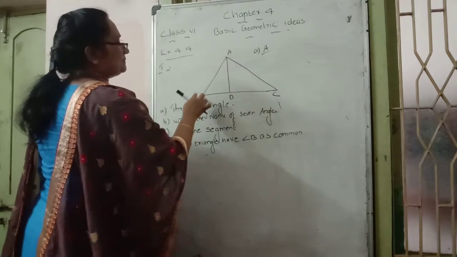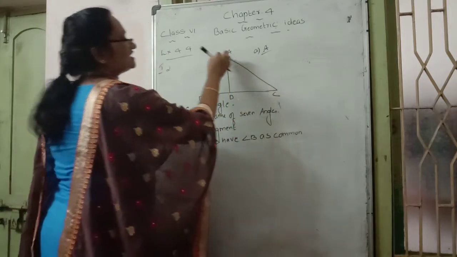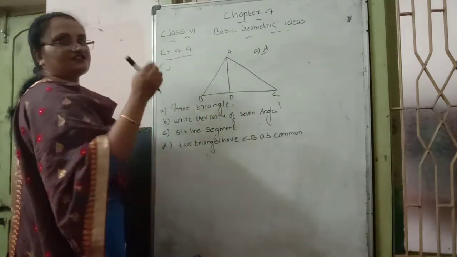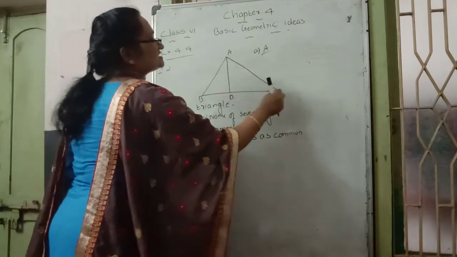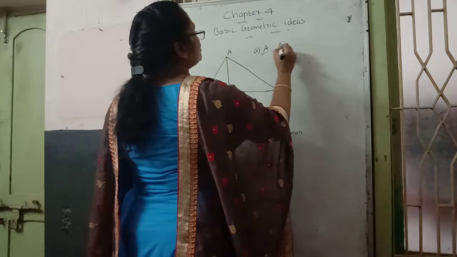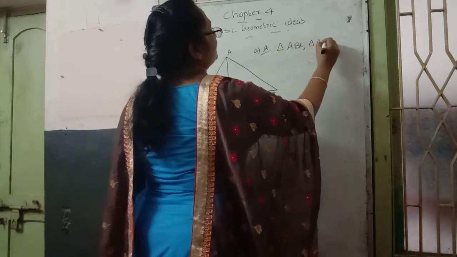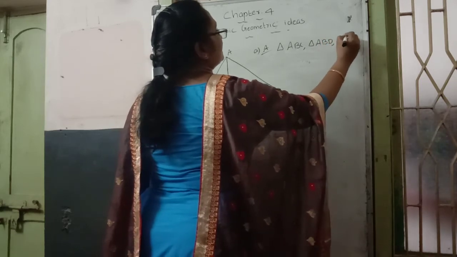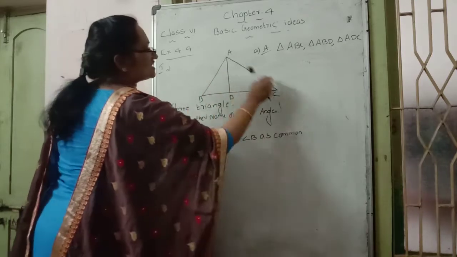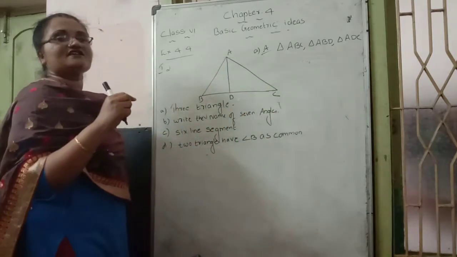See, ABC is a triangle, the first triangle. Next, ABD is the second triangle. Then ADC is the third triangle. So the three triangles are ABC, ABD, and ADC: first the big triangle, next the left side small triangle, and then the right side smaller triangle.